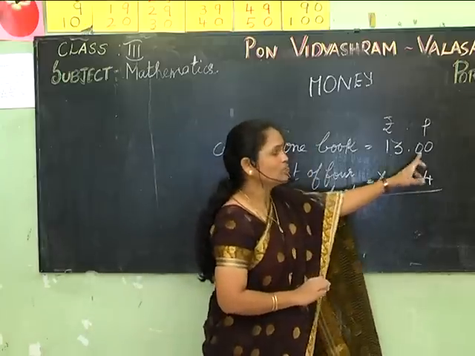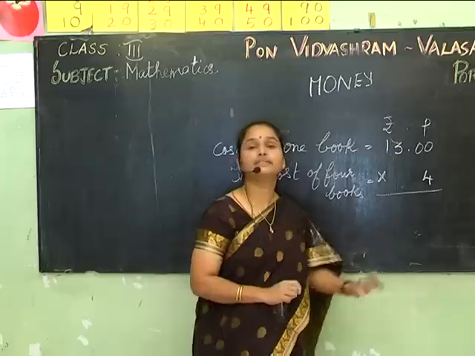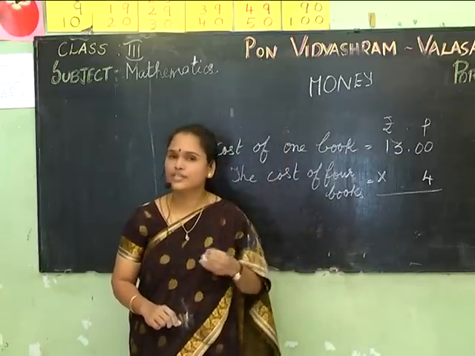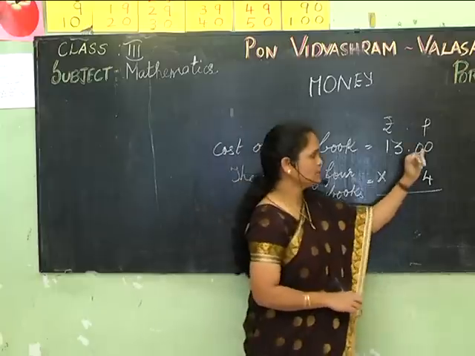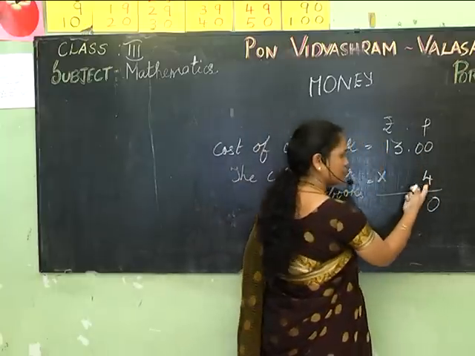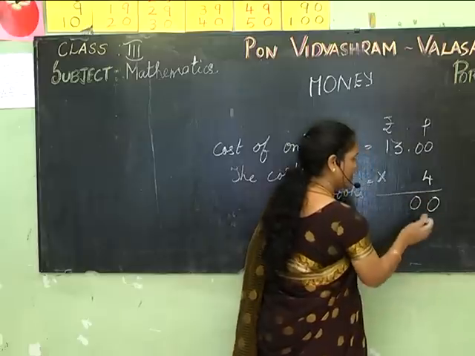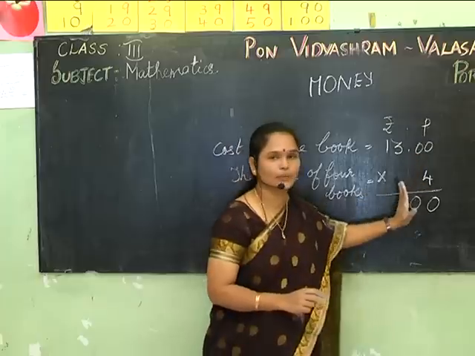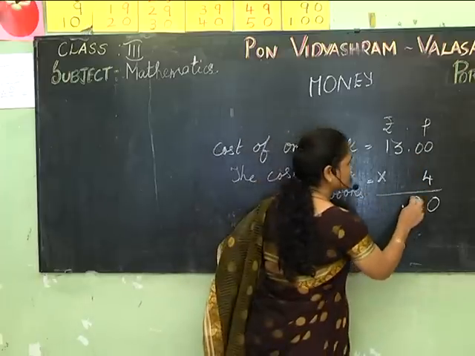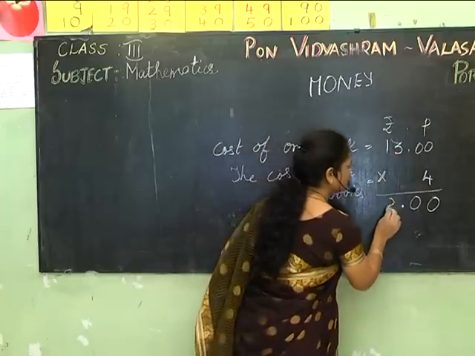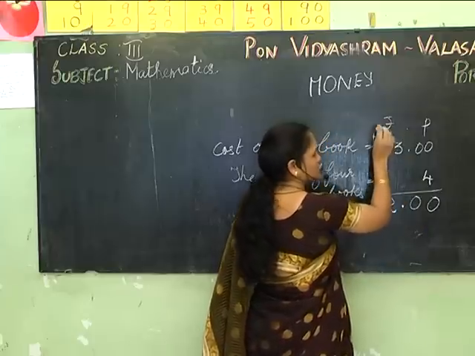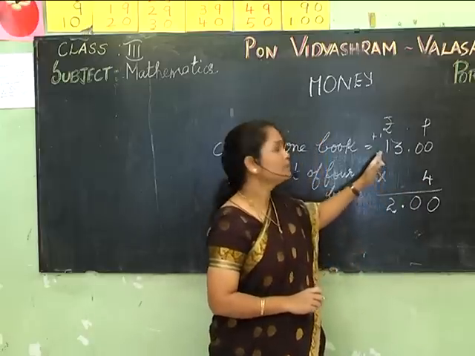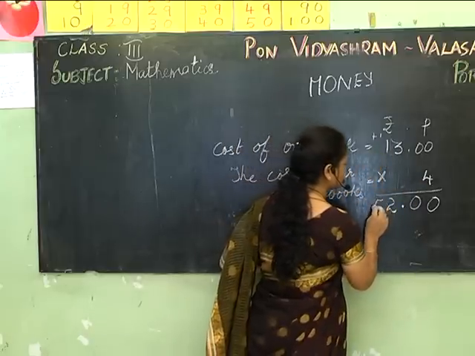So 4 into 0 is 0. You get the product as 0 only. Please put the dot after you multiply with paise. 4 threes are 12. It's your normal multiplication. 4 into 1 is 4 plus 1 is 5.